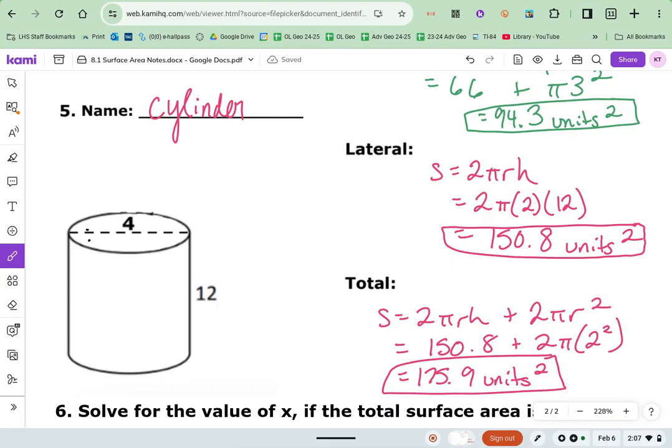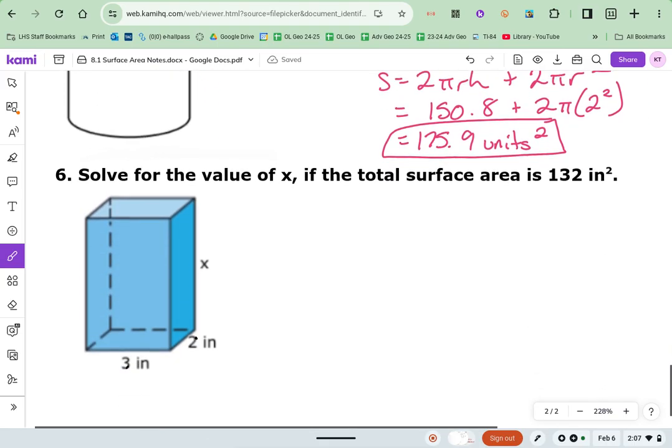All right, so last one. Sometimes they're going to give us the surface area and we're going to solve backwards for one of the dimensions of our shape. So for this one, it says solve for the value of x if the total surface area is 132 inches squared. So we're solving for a dimension given the total surface area. We'll start by writing out the formula.